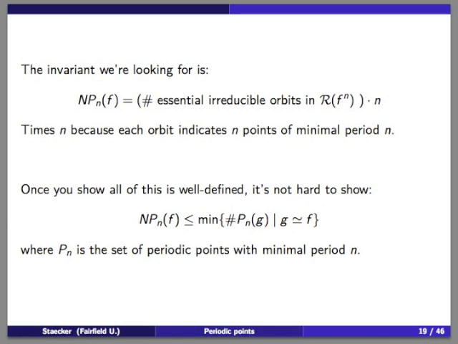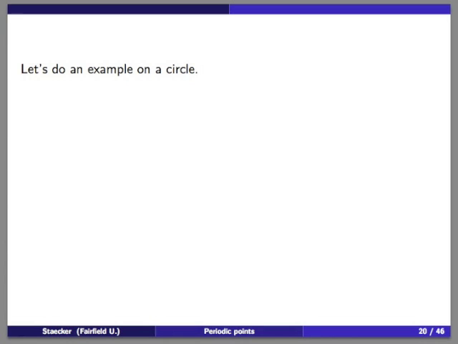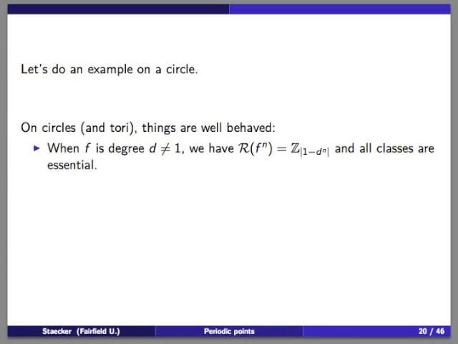All right, and this is what you would want to have out of a Nielsen number for points with minimal period n. Okay, let's do a little example. On the circle, as usual, examples are not too hard to do. So on circles and tori also, things are well behaved. I said this yesterday: when f is degree d, then the Reidemeister classes are Z mod (1 minus d to the n), and all classes are essential. This is because of how the Nielsen theory on the circle works.